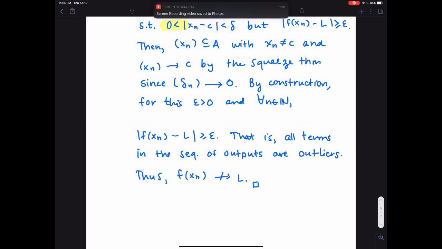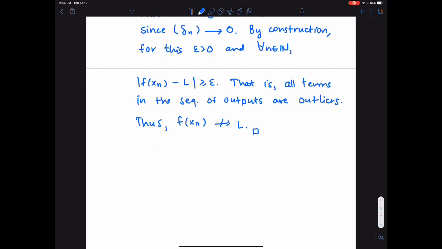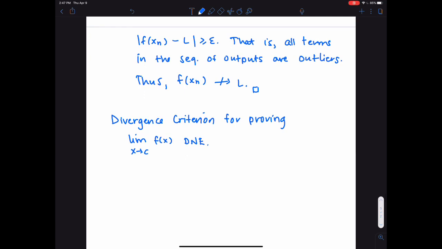So the sequential criterion actually gives us two things. The first thing that it gives us is a divergence criterion for proving that the limit as x goes to c of f of x does not exist, because it says that if the limit is L, that's equivalent to knowing that every sequence converging toward c has to have outputs converging toward L. So if I can find two different sequences that have different limits, then that's my way of saying that the limit doesn't equal L and in fact just doesn't exist.